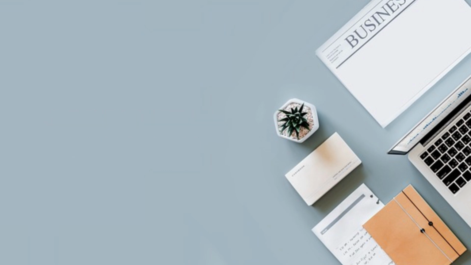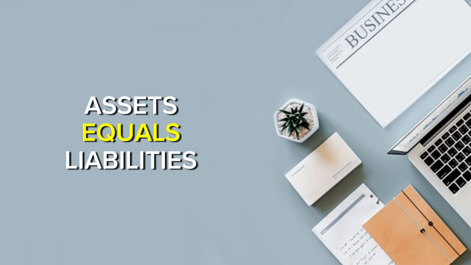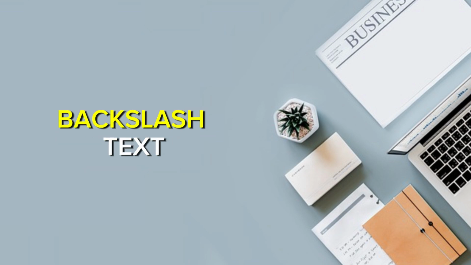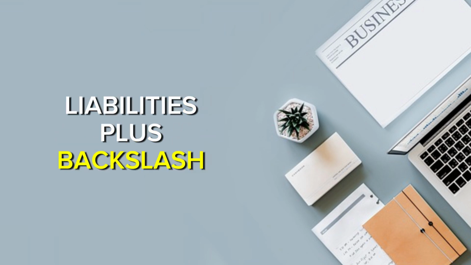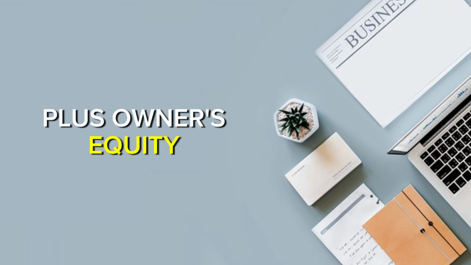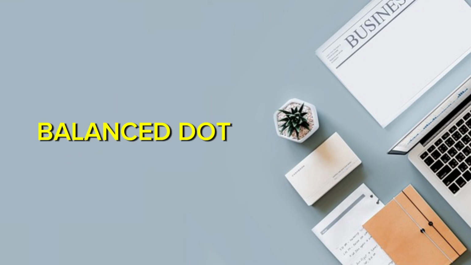Accounting equation. The basic accounting equation is: assets equals liabilities plus owner's equity. Assets = Liabilities + Owner's Equity. This equation ensures that the books are always balanced.